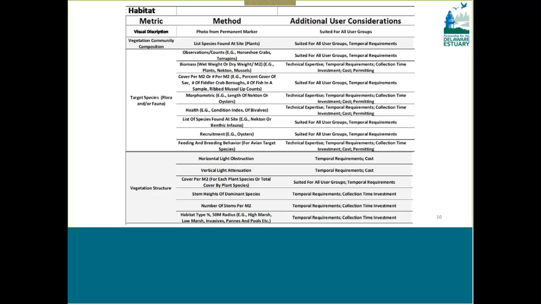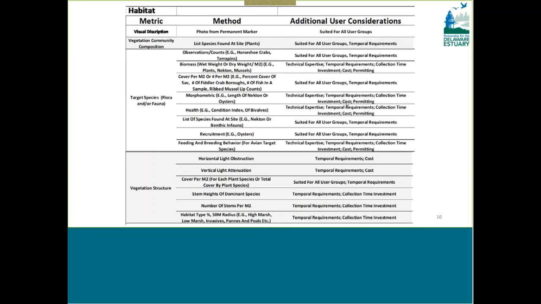You can look at lists of species at the site. You can count the number of oysters. Those are all things that are suited for a variety of different user groups. And some of these ones that have some technical expertise involved, or some cost things to consider, might be things that you have a certain type of expertise in, or, I don't know, your neighbor's a retired biologist and they're looking to get out and do something.